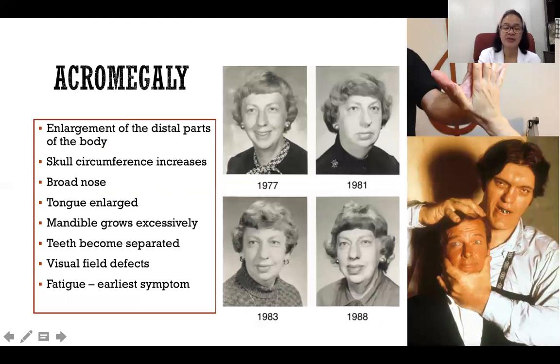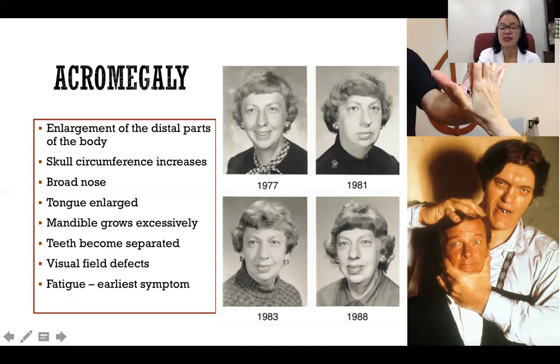How about in adults? This is what you call acromegaly. You can see here a series of pictures of a patient affected by acromegaly, comparing the facial features from earlier years to the latest, which is 1988. This one is normal, and this is a patient having acromegaly. Patients may have enlargement of the distal parts of the body, an increase in the size of the skull, a very broad nose, and an enlarged tongue.